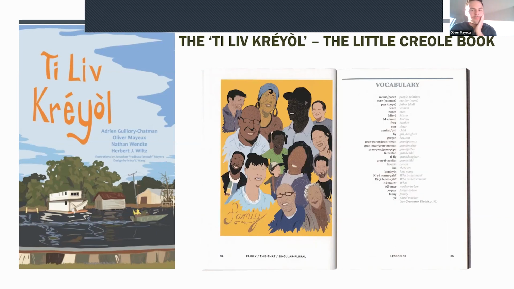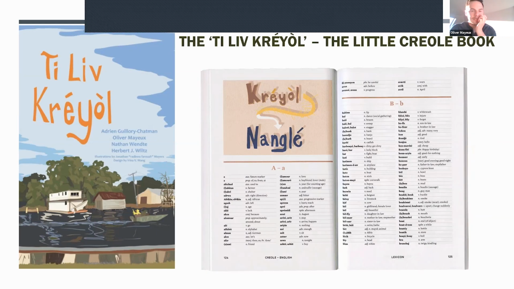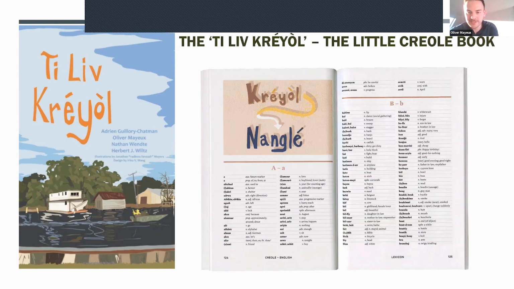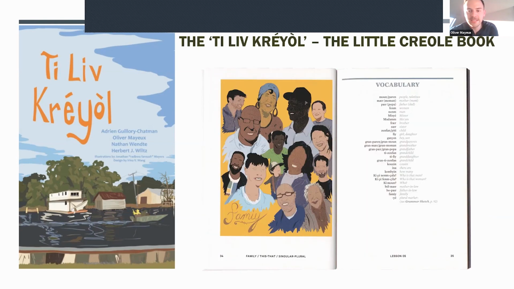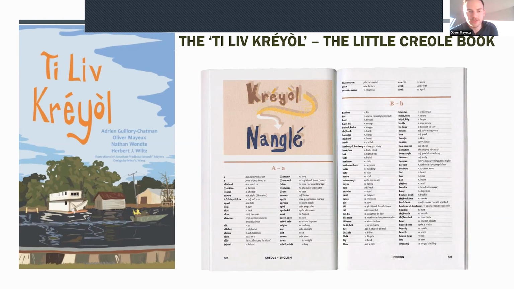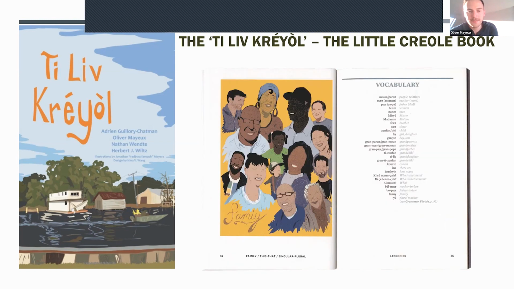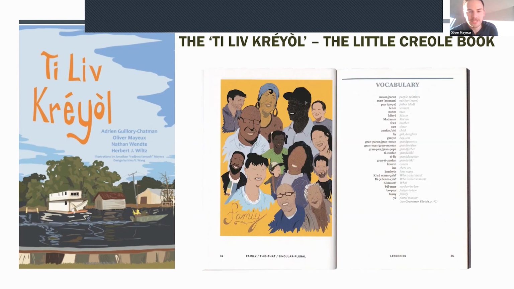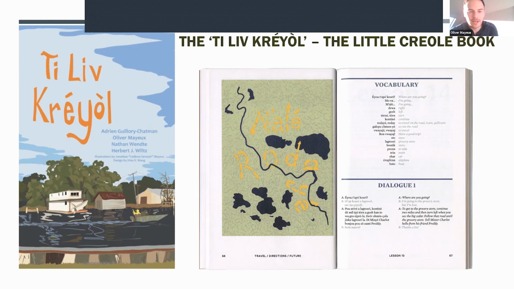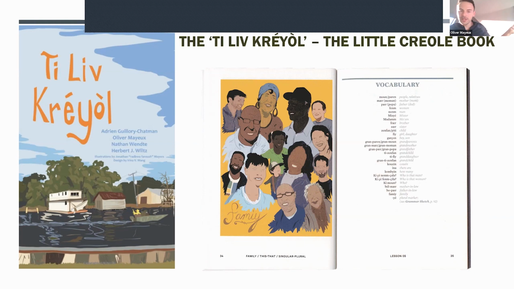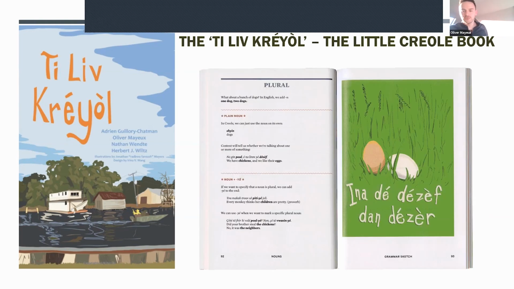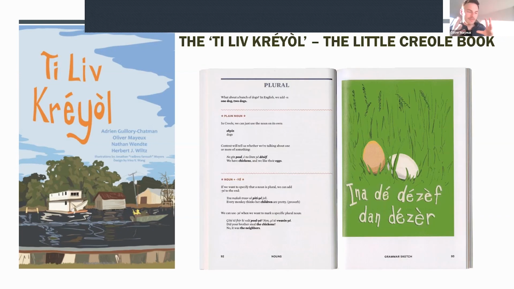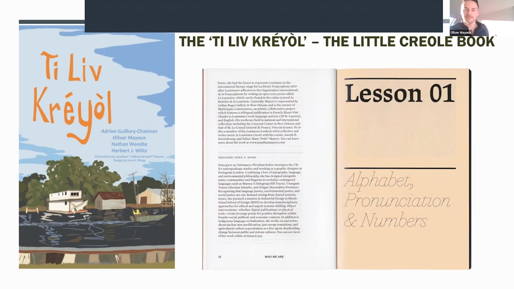And one example, in 2020, we released Tehlike Creole, the little Creole book, which is a learner's guide. This came into existence because of a colleague of mine, Nathan Wente. We started to work together on this after he had the initial idea. And then we brought in Adrian from the online community and Herbert Wilkes from the real world community. He's a native speaker, and created together a resource that would appeal to as many people as possible.